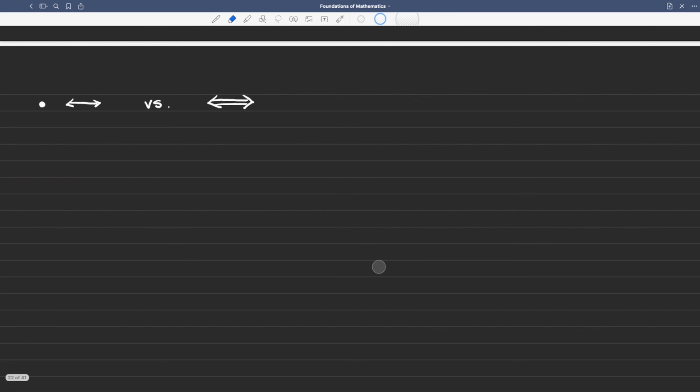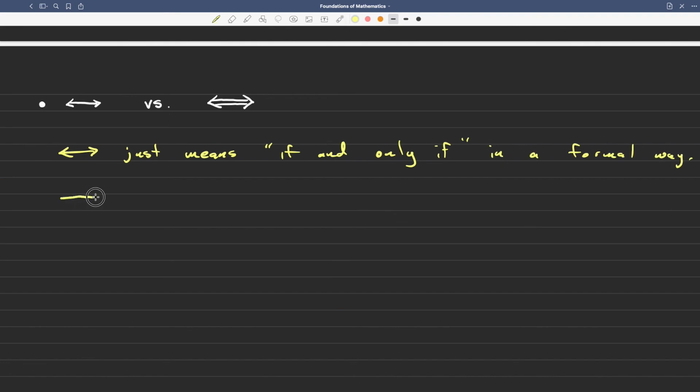And we have a similar concern with the double arrow for biimplication, the if and only if, when we put a double bar on it. So the double arrow just means if and only if in a formal sense. But the double barred double arrow means the two things on either side of that have the same truth value.